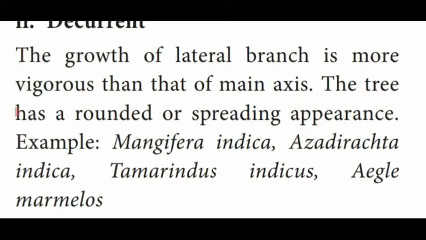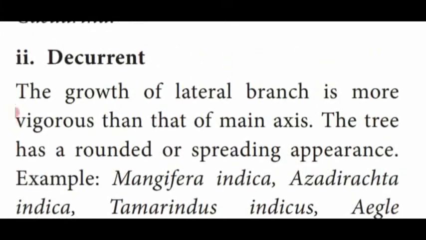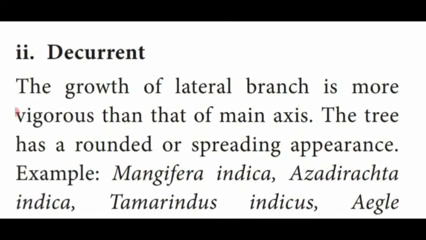So in these plants, the main axis growth is limited, that means very shortened. But the lateral branches show continuous or vigorous growth, which forms a rounded or spreading appearance. That type of stem is known as decurrent stem.